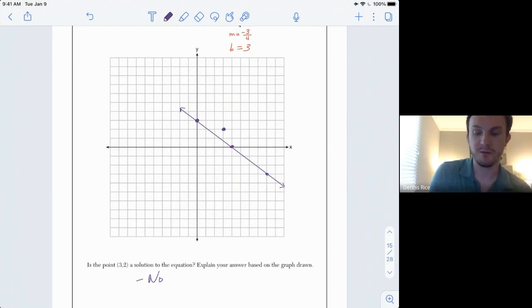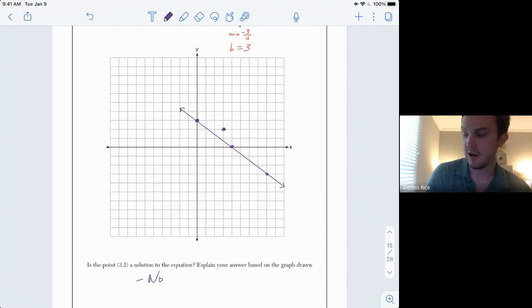I'm aware it's no, but what do we think for the explanation? Yeah. For something to be a solution to the equation, it's got to be on the line, or the line has to pass through it. It's the same thing, right? So because this point is not on the line, we can conclude it's not a solution. So that could be our explanation.